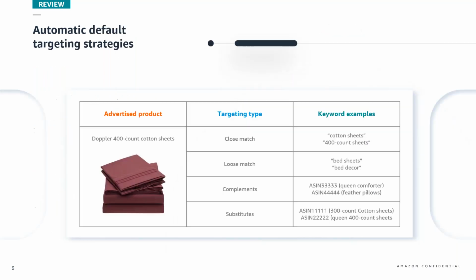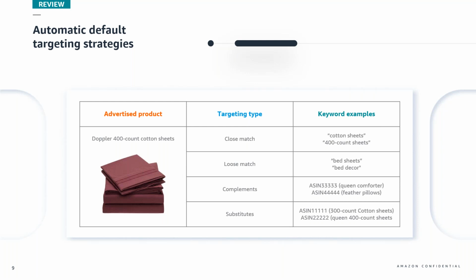Here is an example of how each targeting option works in your automated campaign. Let's suppose that you're advertising Doppler 400 count cotton sheets. With close match, your ad will target keywords like cotton sheets and 400 count sheets. With loose match, keywords like bed sheets and bed decor will be the keywords that we'll gather for you.